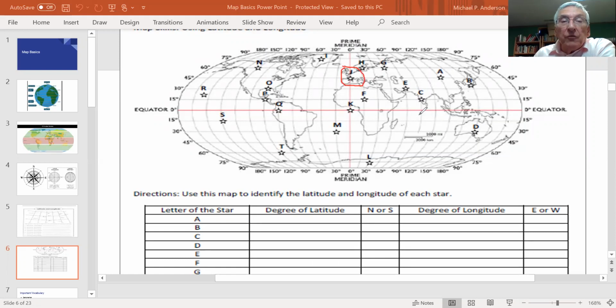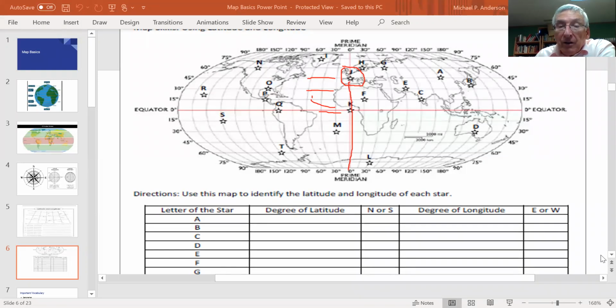So let's do the latitude first because we always do. So we have equator 0, 15, here's 30, here's 45. So we know that J is going to be 45 degrees north. But now let's look at the longitude. Uh-oh, J is sitting right on that prime meridian, isn't it? So it comes down here, it's 0.